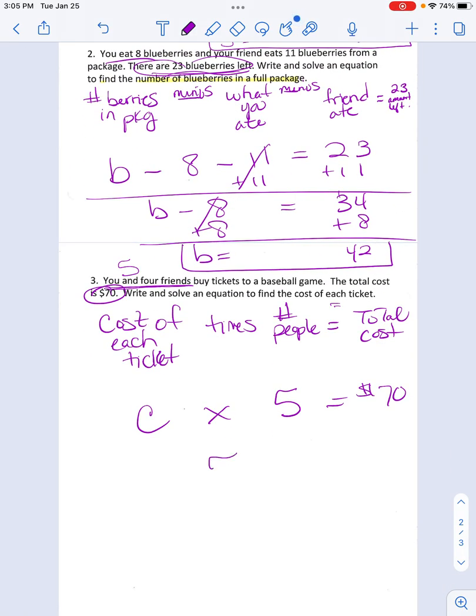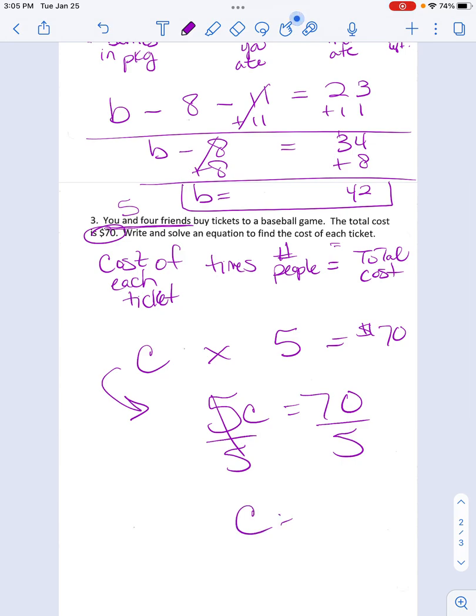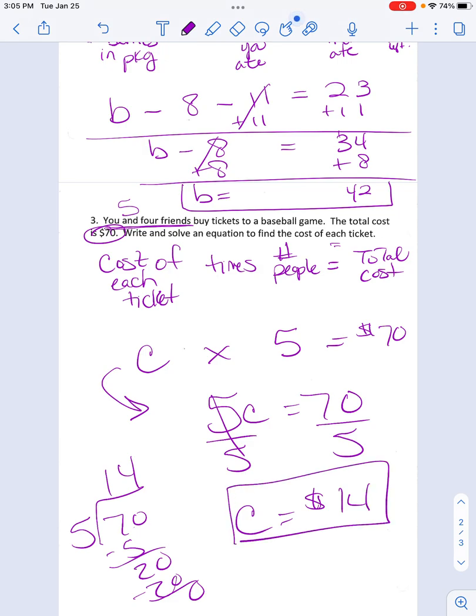Okay, another way to write that would be 5C equals 70, right? Because we always want our coefficient in the front. So the inverse of multiplying by 5 would be divide by 5. So the cost of each ticket, we're going to divide the total cost by the 5 people going. So each person has to pay $14 for their ticket. Okay.